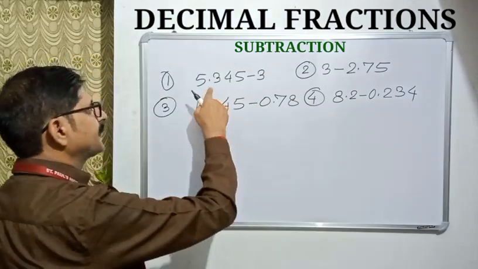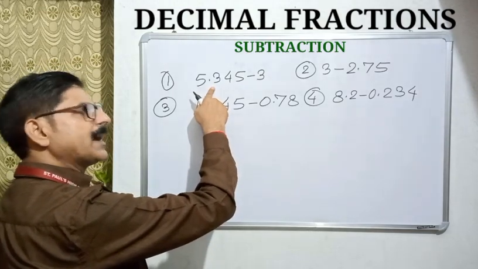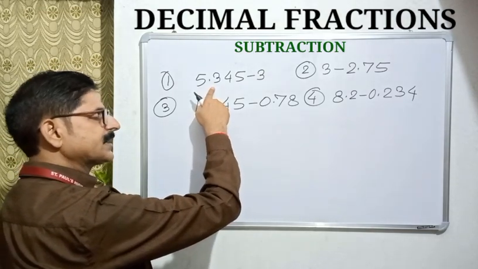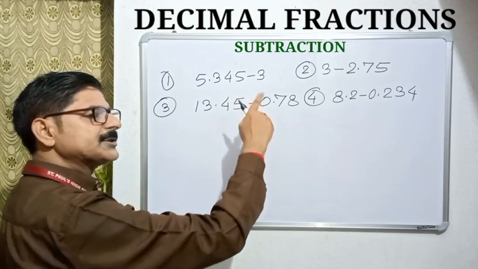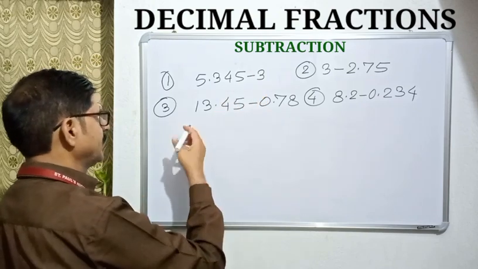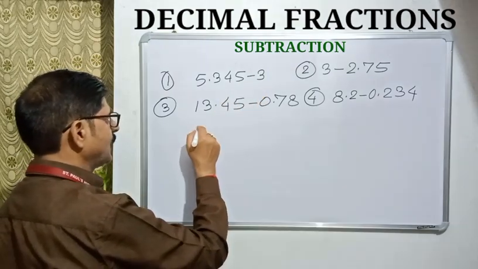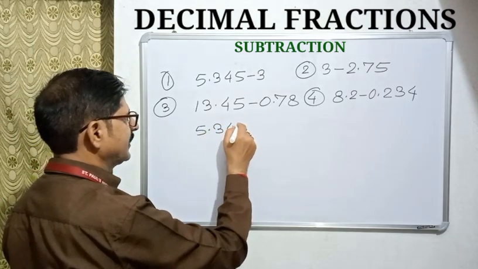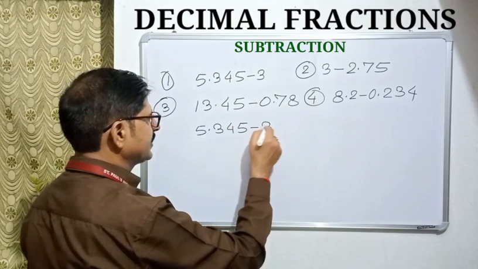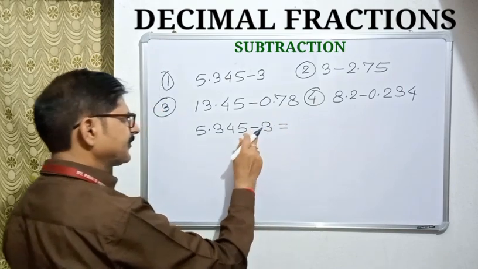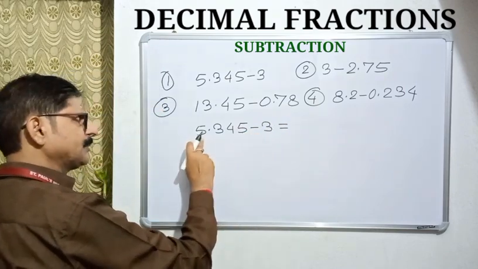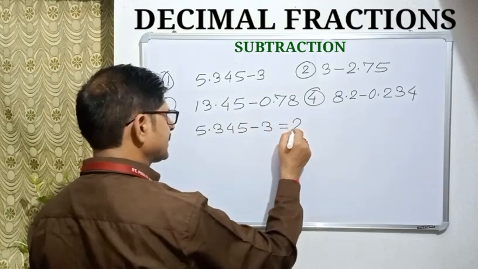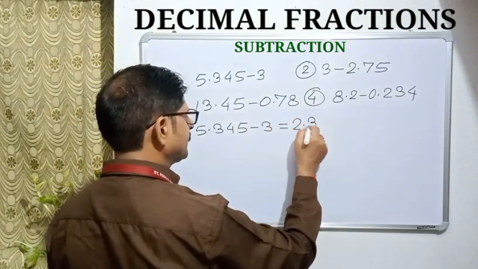If the first number, that is the minuend, is a decimal fraction and the second number happens to be a whole number, 5.345 minus 3, simply you can subtract the whole number from the whole number and your answer is 2.345.